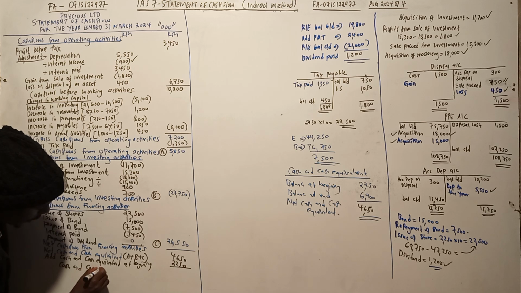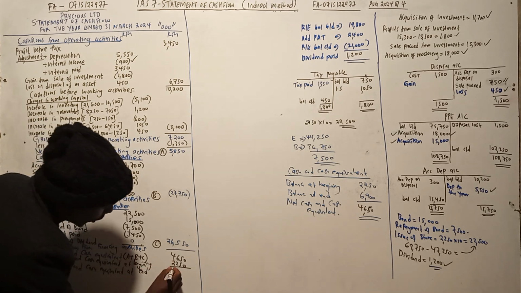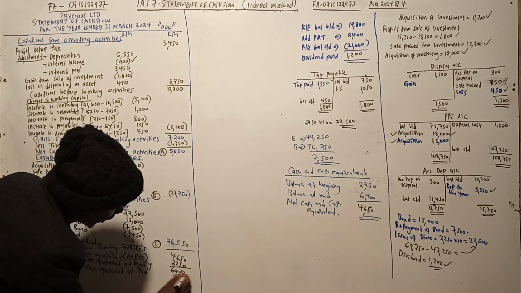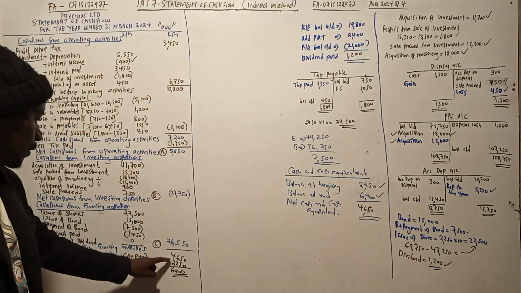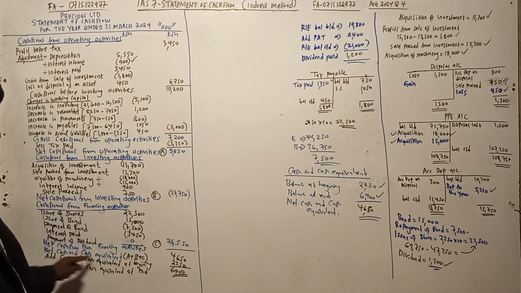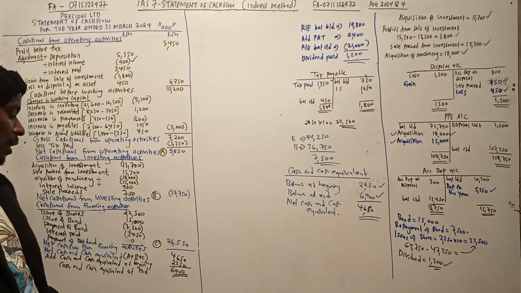Cash and cash equivalent at end. So ukiadd the two inakupatia the 6900. So at the beginning 2250. So ukiadd the net cash flow 4650 to 2250, you're supposed to get 6900.